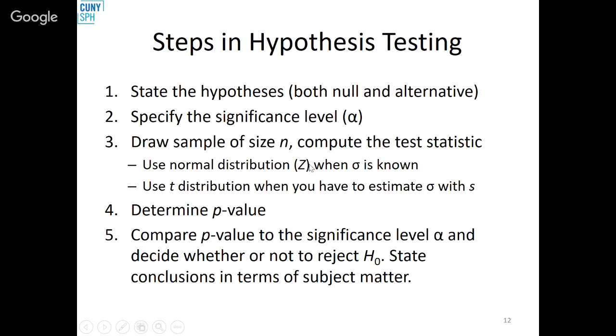It will be calculated in the same way, whether you're going to use a z distribution or a t distribution. From that, you can determine a p-value. If you're using software, that's what you will get as a p-value, or you can also just compare this to a critical value in your table, and then decide whether or not to reject the null hypothesis. And finally, as you saw in that paper, state the conclusions in terms of the subject matter.